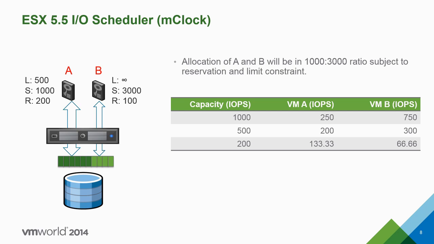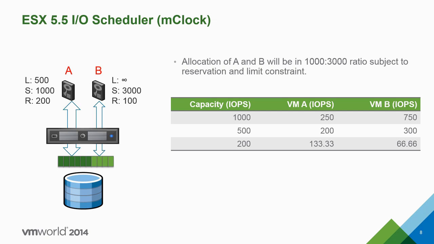Okay? But this is not always the case. Suppose the capacity wasn't 1,000, and suppose the capacity was 500. Now what happens then? Again, we start with the reservations. A gets its reservation of 200, and then B gets its reservation of 100. But now, the excess capacity beyond reservation is totally given to B because we really want to get a 1-to-3 ratio of the shares. Note that we don't quite get it because there is not enough capacity to give a 1-to-3 ratio. But the important thing is that both A and B get their reservations, and B, the important VM with a high share, gets higher IOPS than A.